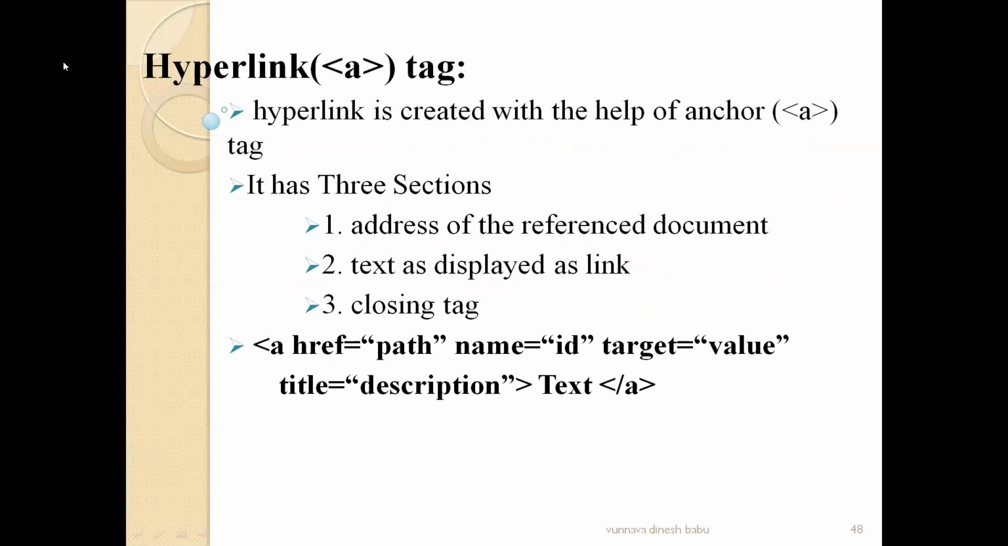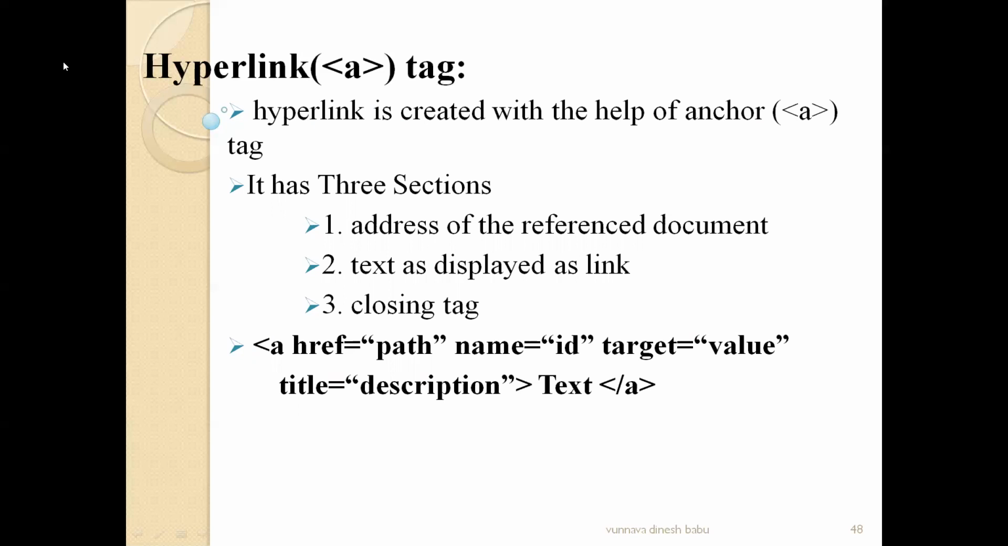The first and most important attribute is href. For href, we have to give a certain path, and then name is one more attribute. It is used to link the document, and then target. Target means whether we want to open the document in the same tab or a different tab or the entire tab, and that should be given as a value for this target attribute. And then title, it will provide some extra information regarding this particular link.